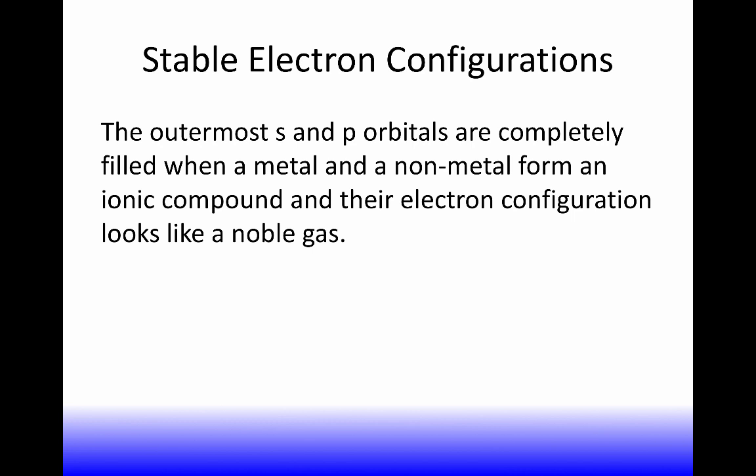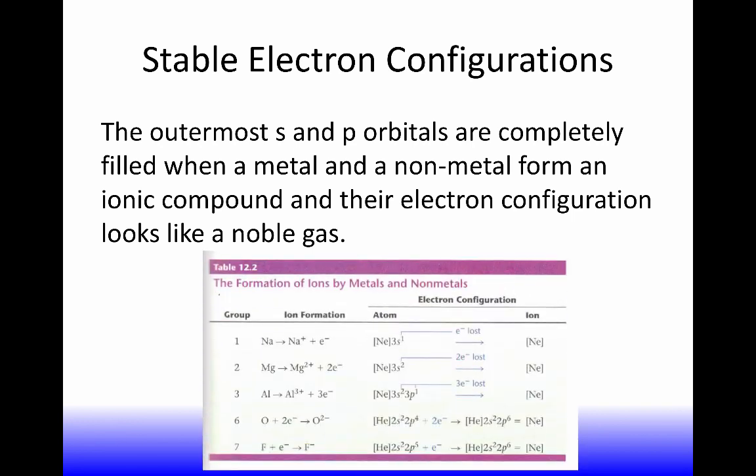And if you have, for instance, a metal and a non-metal forming an ionic compound, their electron configurations after compound formation are going to look like a noble gas. So here's a picture that comes straight from section 12.2, and it's trying to show sodium becoming a sodium ion and losing an electron. If you take a look, what electron does it lose? It loses its 3s electron.